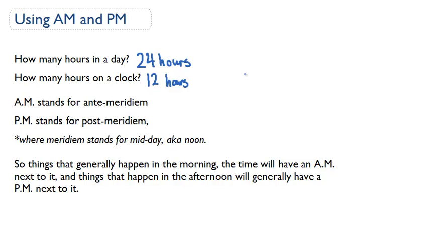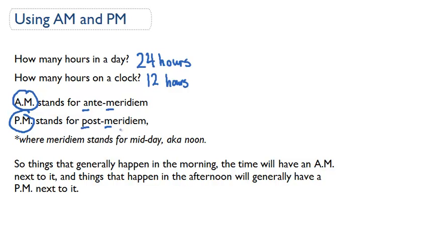So we need to be able to have a way to know if it's going through the first time, which probably stands for in the morning, or if it's going through the second time, which probably stands for at night. And what we use is something called AM and PM. And AM stands for ante-meridiem, and PM stands for post-meridiem. Now, these are big words, but mostly really only have to remember AM and PM.